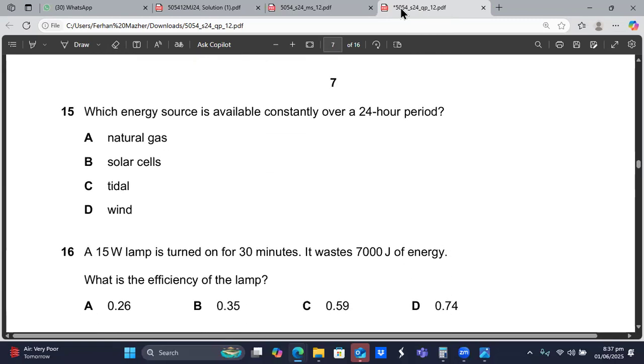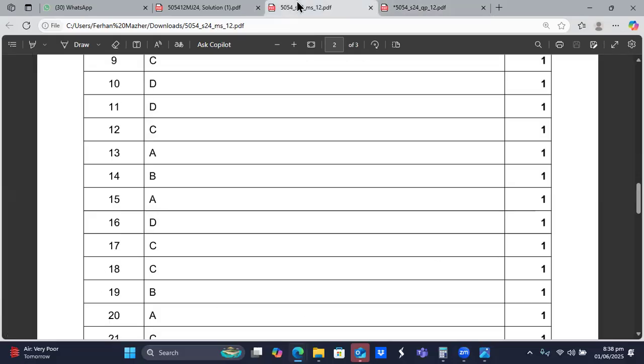Question number 15. Which energy source is available constantly over a 24-hour period? Natural gas. Yes, that is available. A 24-hour. Solar cells, no. Tidal, no. Wind, no. They are not available. Tidal and wind, during the day, they can change. Solar cells, and that energy also changes. When the sun goes down, that is not available. Natural gas is a fossil fuel, you can say, and it's available 24/7. Okay, so I think question number 15, A is the right option.